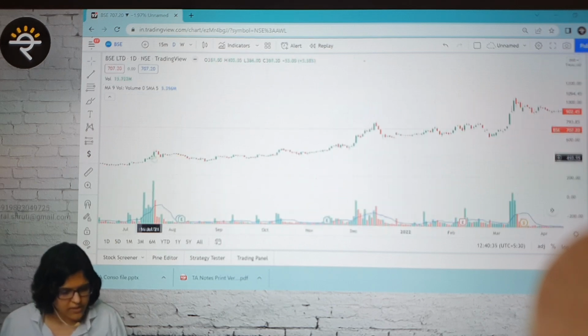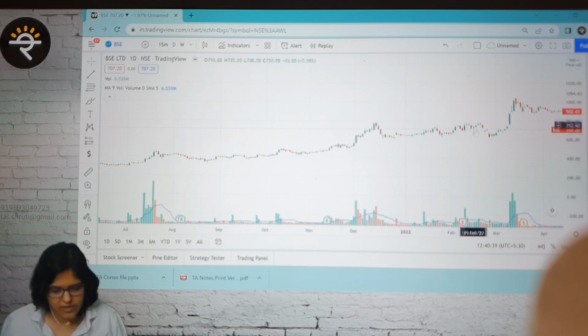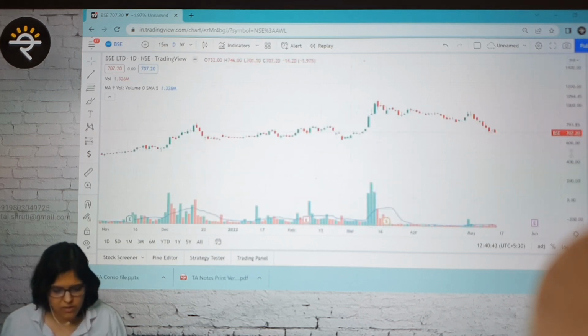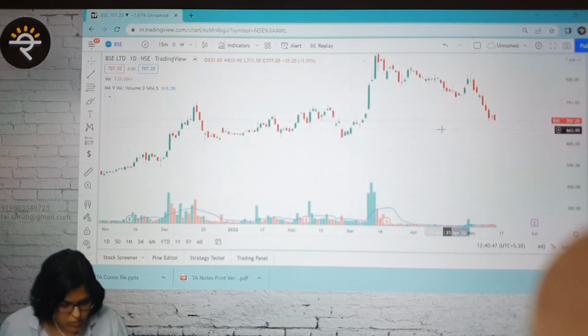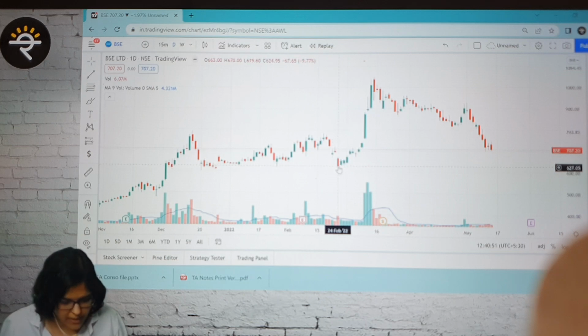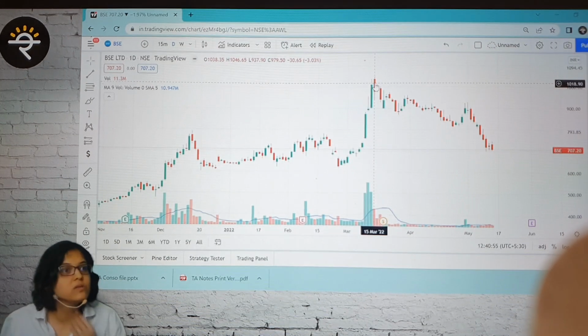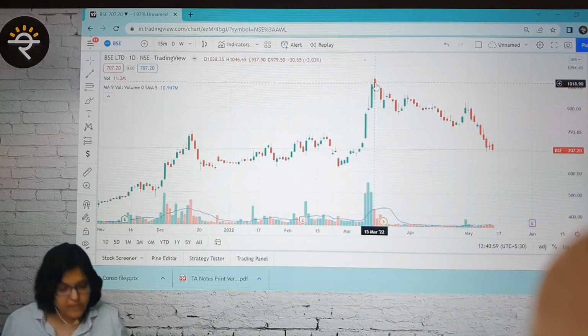See the chart of BSC. It's in that same range till here. Then a breakout. Again sideways. Now let's see. This is a big time frame, too much of a big time frame. From 4th March to 15th March, see this. It already went up crazily.